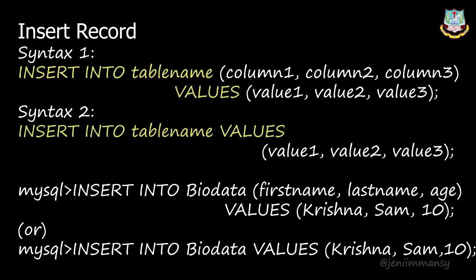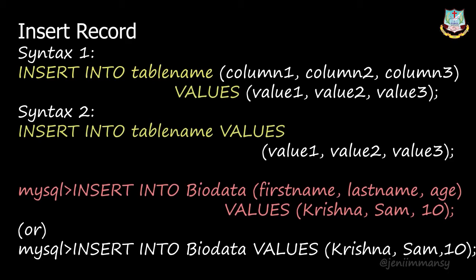Here they have given the syntax as insert into table name first, and then in the bracket you have to give each column. And then values, same way inside the bracket you have to give the values. Here in this example they have given insert into biodata. In this biodata we have first name, last name and age. These are the columns available there, and we are going to add a data in this table. For that we are giving values, and in the bracket again we are giving the values.